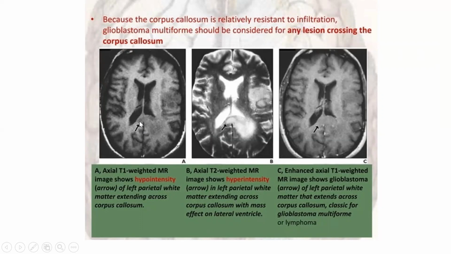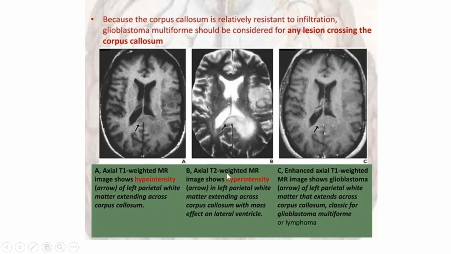I really want to tell you that usually the corpus callosum is quite resistant to infiltration. So if there's something that is crossing it, it means that the lesion is very aggressive. So you have to think about high-grade gliomas. You have to think about glioblastoma. So these glioblastomas are the ones usually encountered in our practice that cross the corpus callosum.